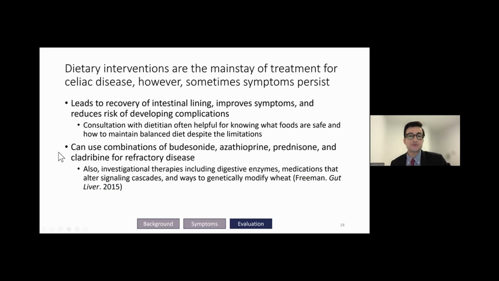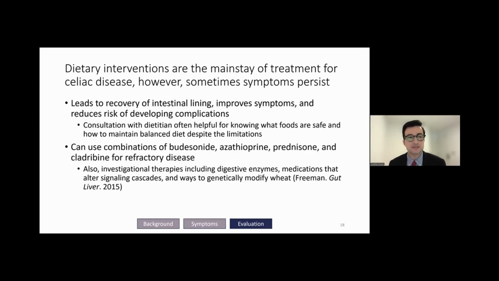And then if we do have confirmed celiac disease, the real treatment is focused on the diet. There aren't too many medications or anything else out there. It's really avoiding gluten in the diet, and keeping gluten out of the diet has several positive effects. It leads to recovery of the intestinal lining. You don't have all that inflammation.